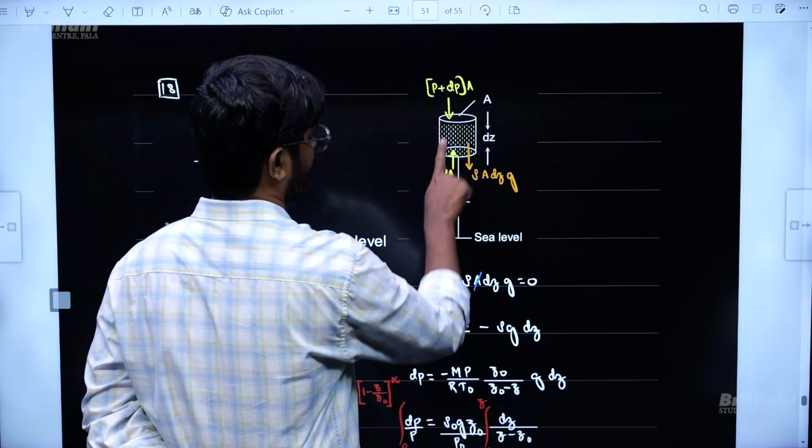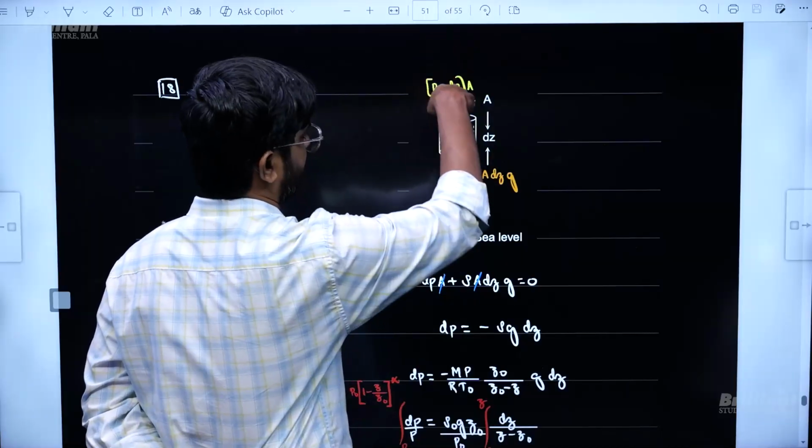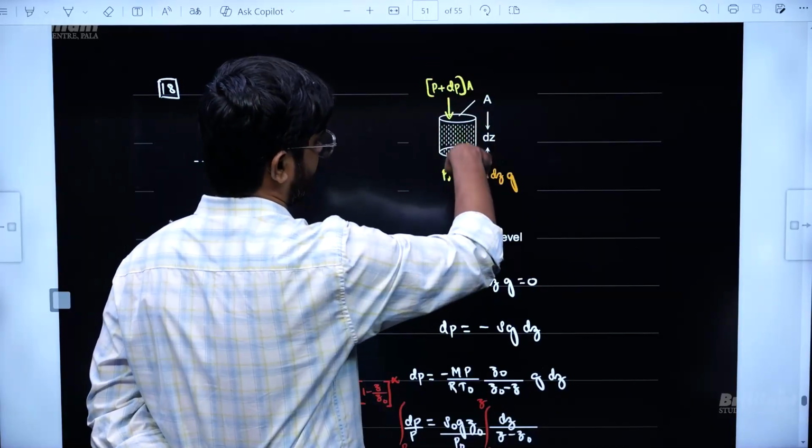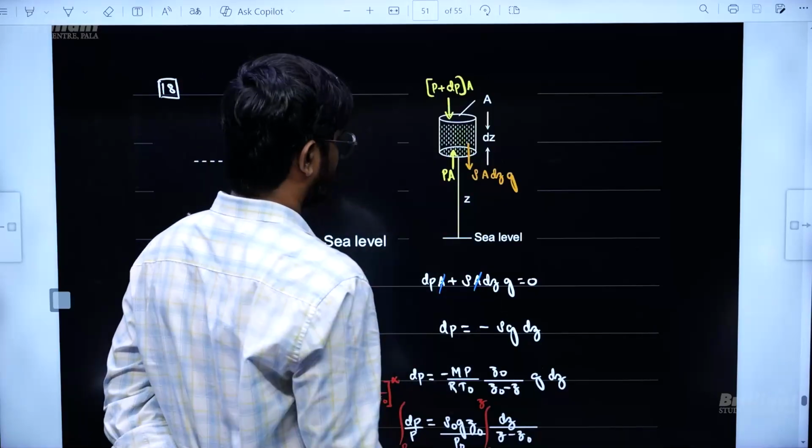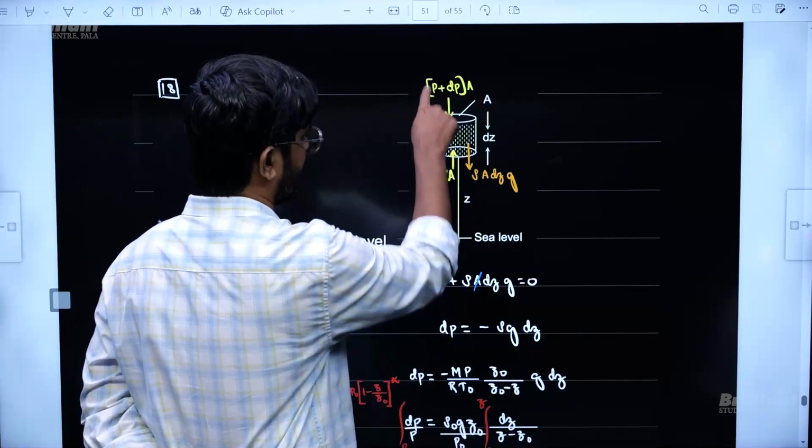So here the pressure force is P into A, here the pressure force is P plus dP into A, and its weight, and it is in equilibrium. So making net force 0, P into A will get cancelled.